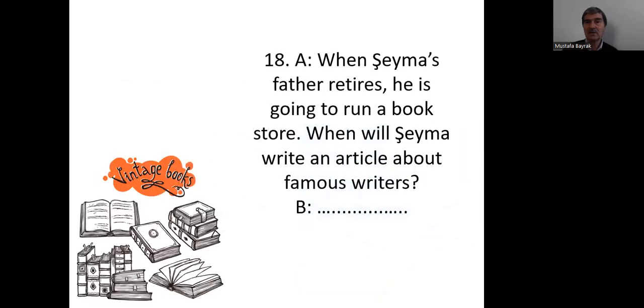When Sheima's father retires, he is going to run a bookstore. So they are planning this, okay? They have a kind of plan like this. When Sheima's father retires, or when Sheima's father has retired, he is going to run a bookstore. When will Sheima write an article about famous writers? When her father starts running a bookstore, she will write an article about famous writers.